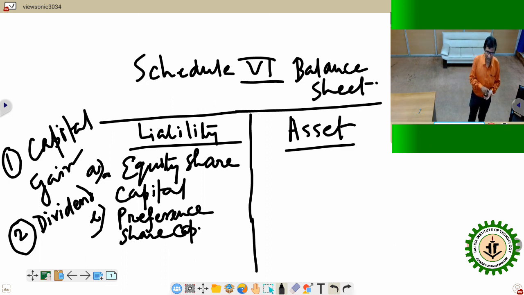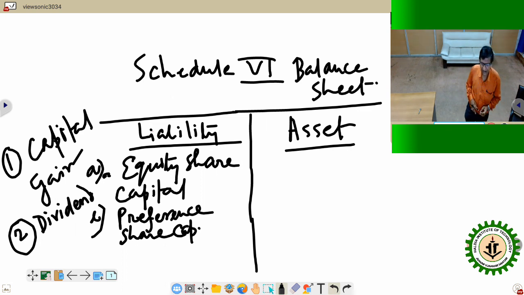So these are more or less it. Preference shares can be of various types. That is the purview of investment analysis and portfolio management, the different types of shares, different types of preference shares prevailing in the market. That is available in that area, in the special engineering.